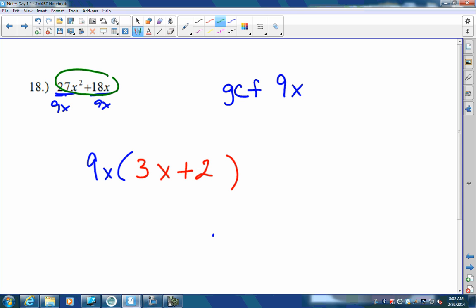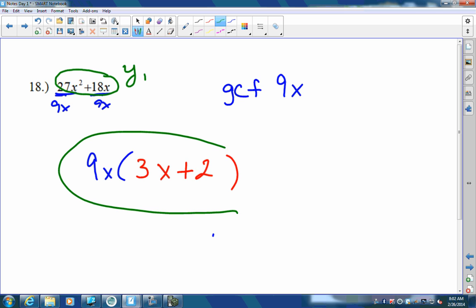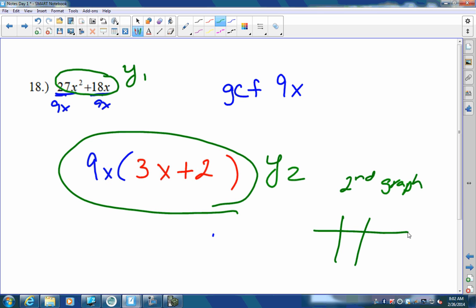Now, if you were going to check it, you can check this one because it only has x's. You would put the original problem into y1, what you believe the answer is into y2. And then when you press second graph, how do you know you're right? All the numbers in y1 and y2 are the same. Okay?